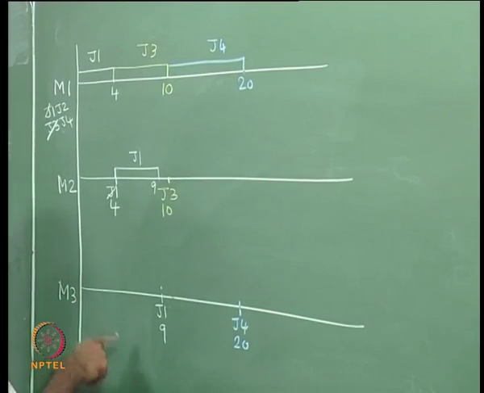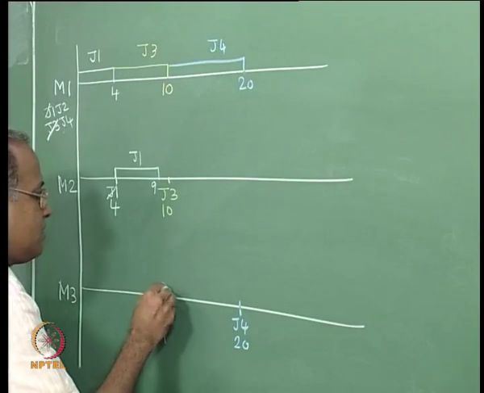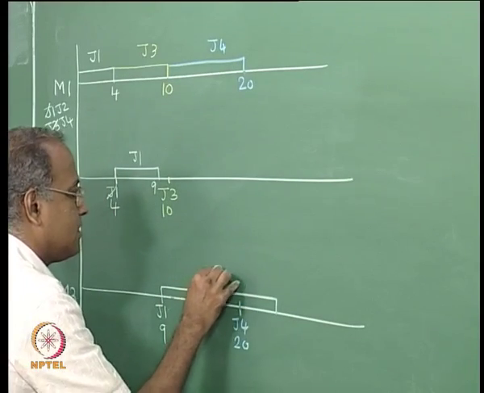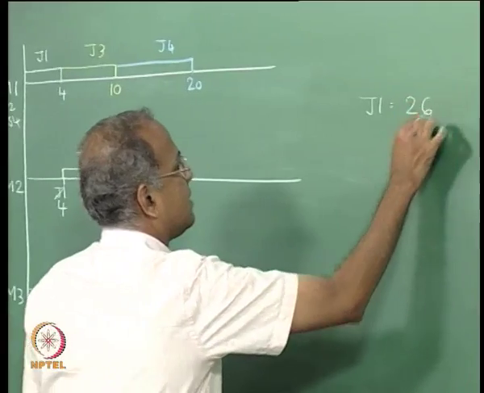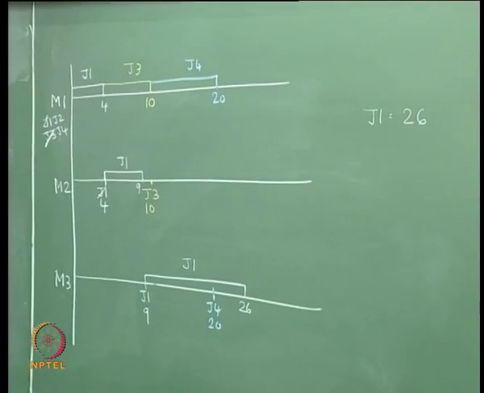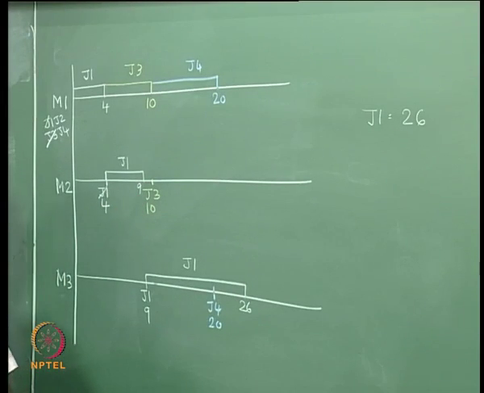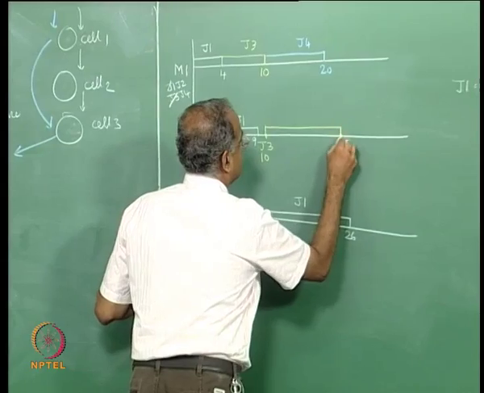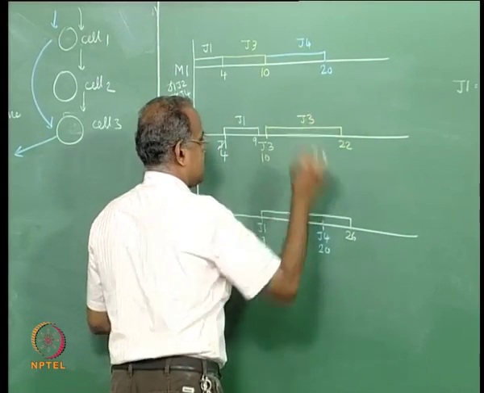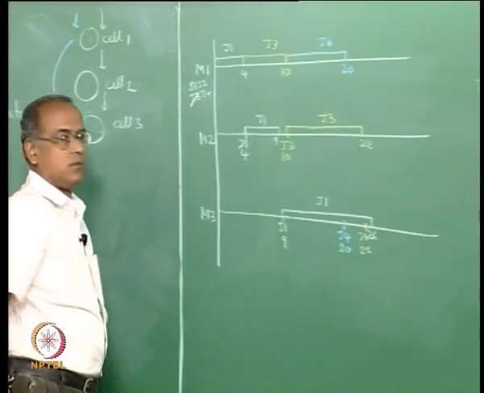Now, at time equal to 9 J1 is here on M3. So, at 9 J1 starts on M3. So, 9 plus 17 is 26, J1 finishes at 26 and comes out. Now, at time equal to 10 J3 is available here on M2 and J3 on M2 is 12. So, this starts at 10 and goes on till 22. So, J3 will come here at time equal to 22.